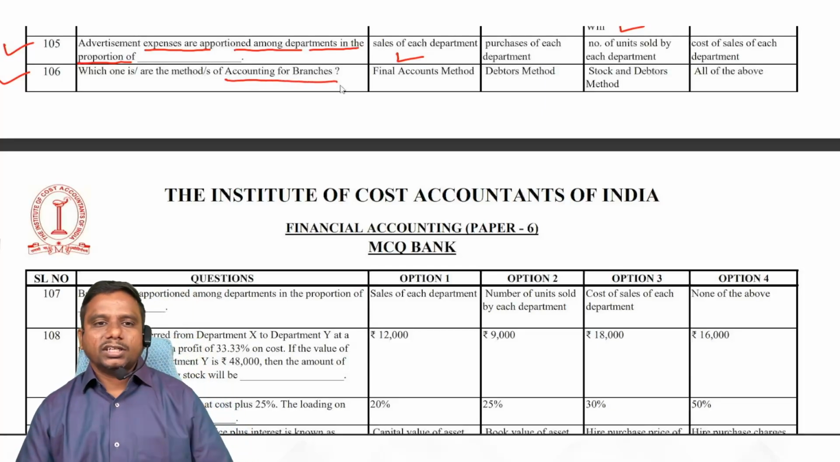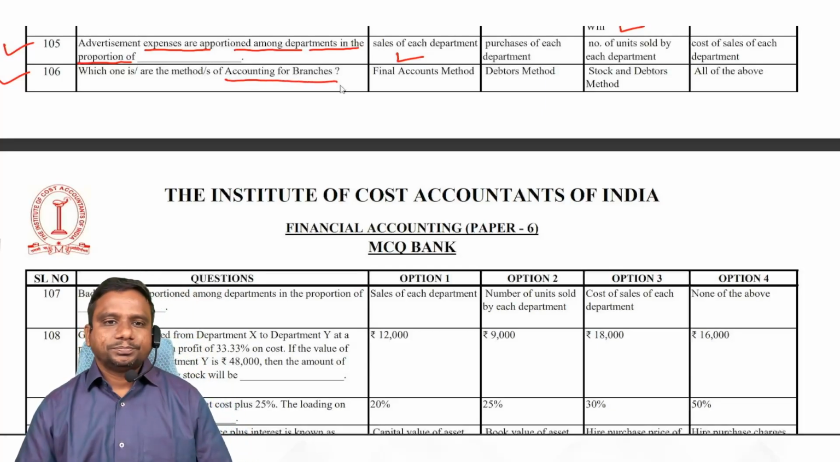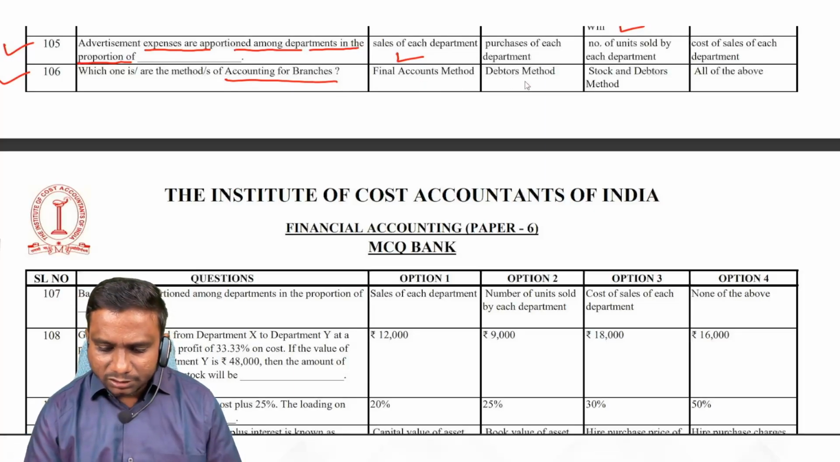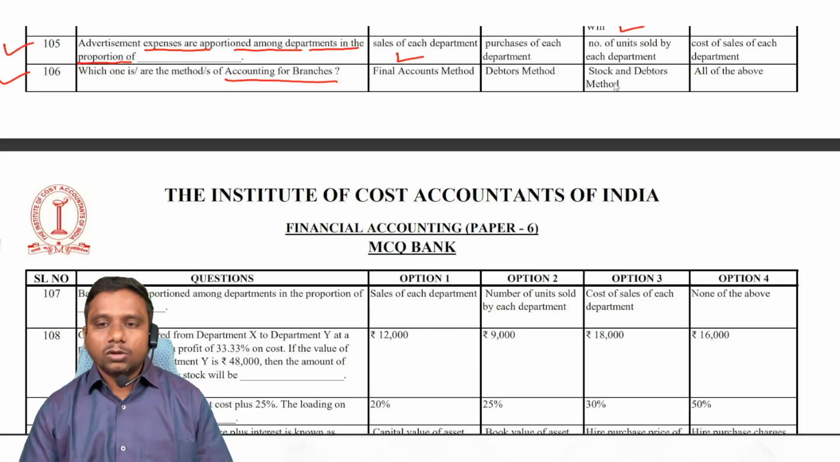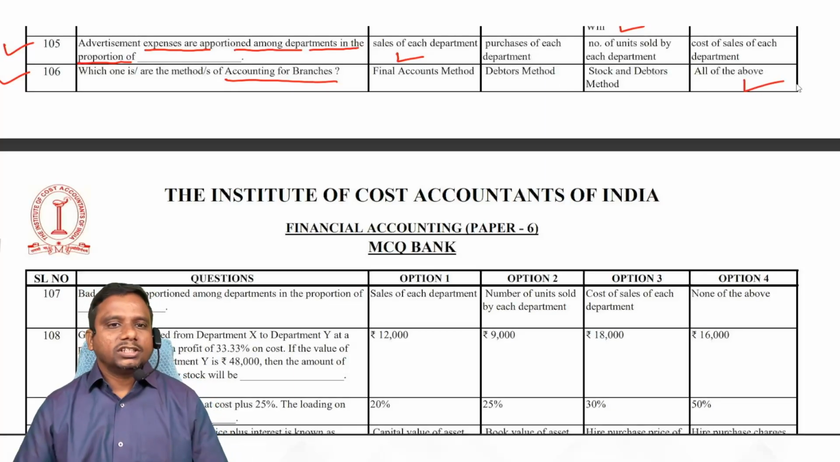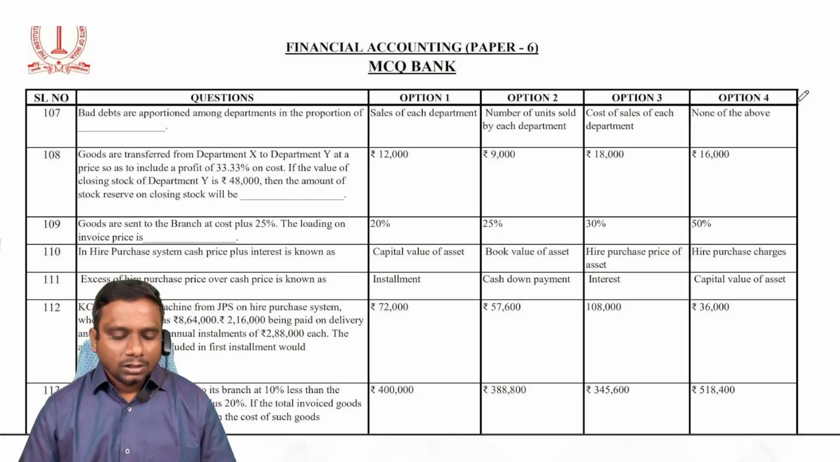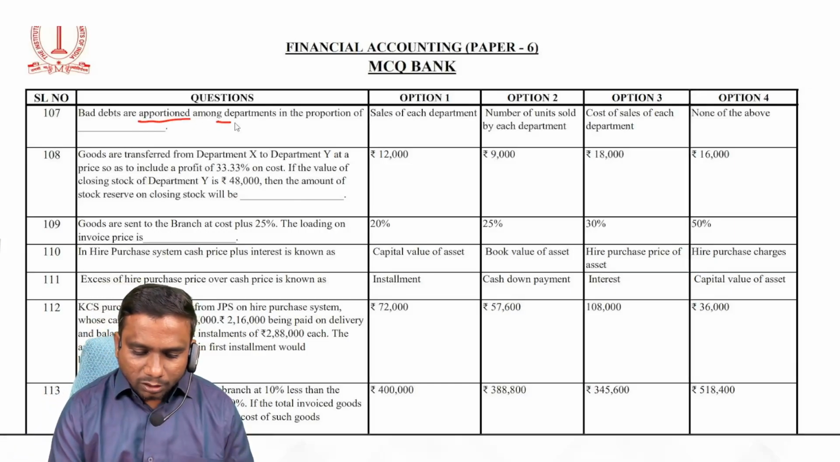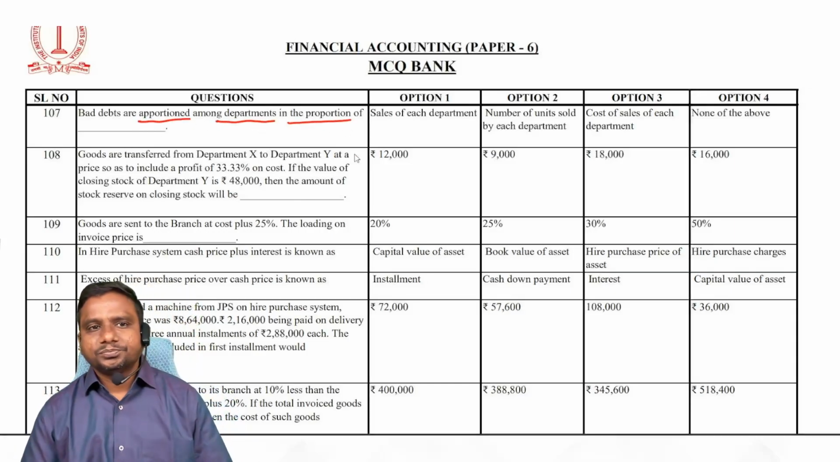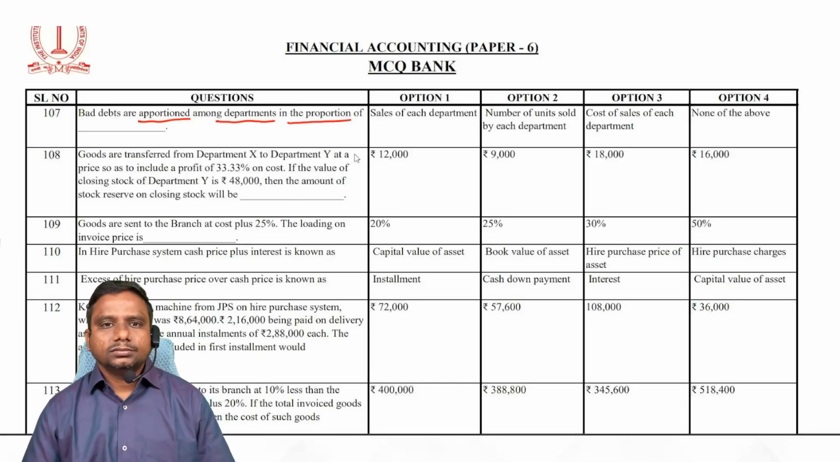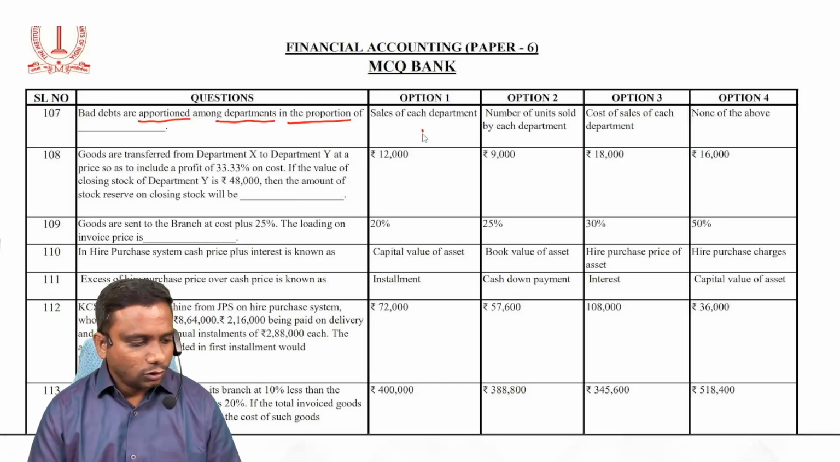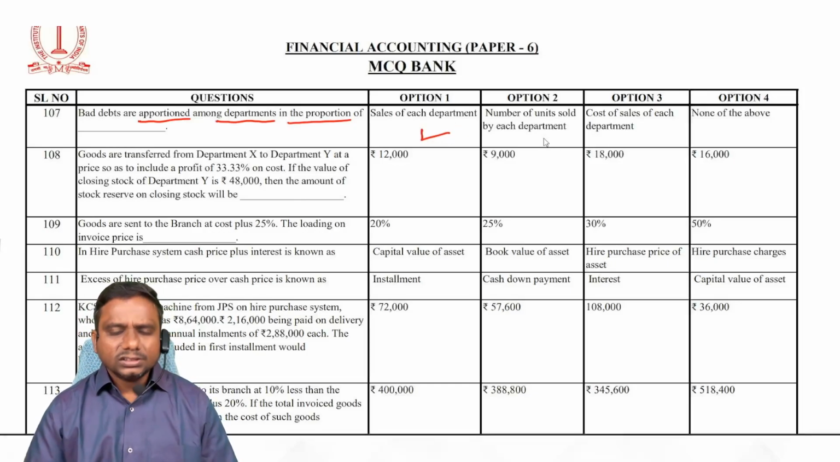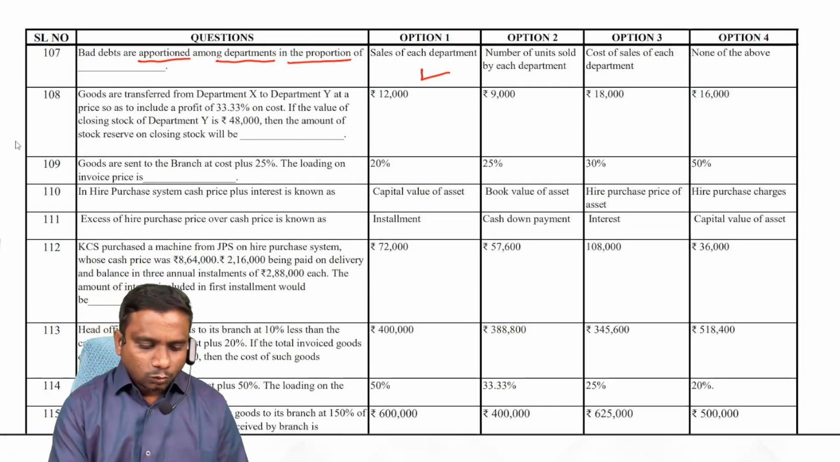Next, which one is a method of accounting for branches? We have three methods for accounting branches. One is the debtors method, second is the stock and debtors method, third is the final accounts method. So all the above, yes, correct. Three methods, no? Next, 107. Bad debts are apportioned among departments in the proportion of sales. Bad debts are also apportioned on the basis of sales. So sales of each department. Yes or no, students? Right.